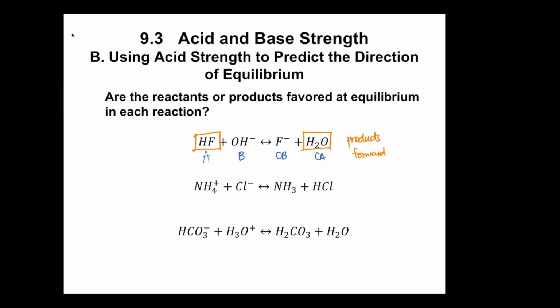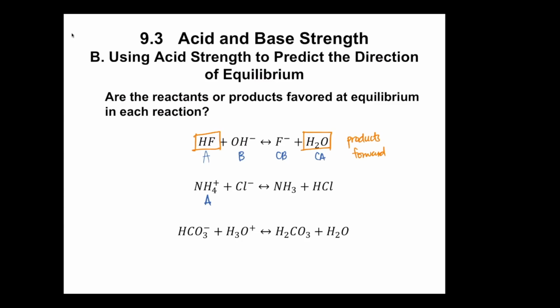Direction ng equilibrium. Okay? And then, for the second example, we classify it again first. So NH4 is the acid here. Okay, para lang common ang label.